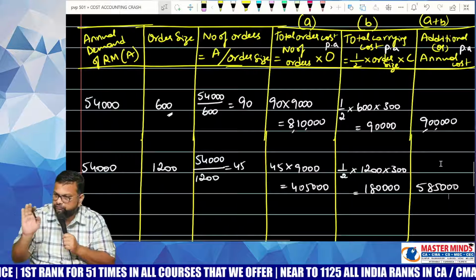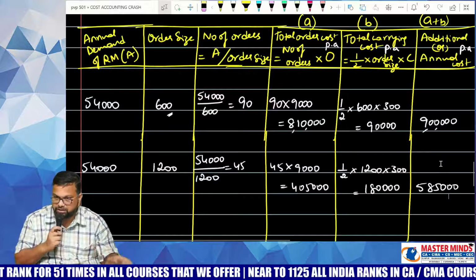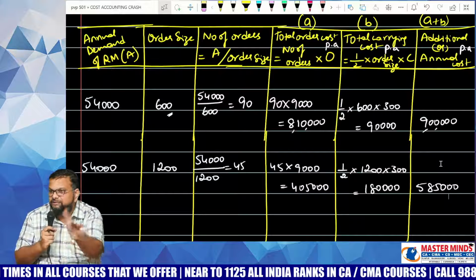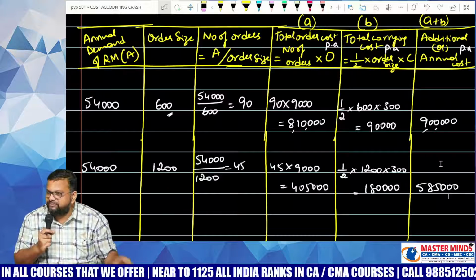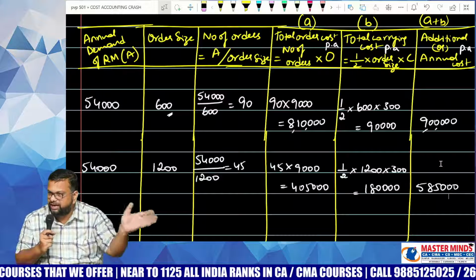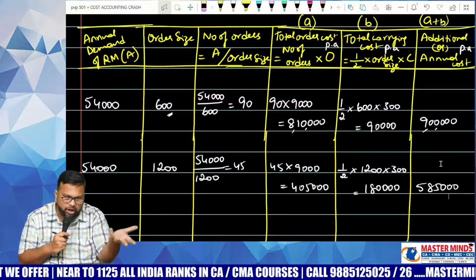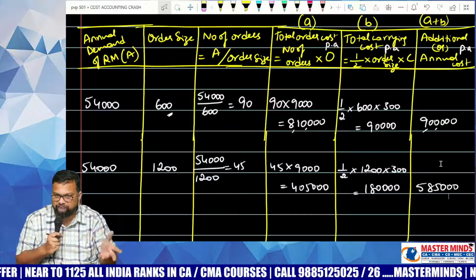I hope you understood why we are using that formula for carrying cost. Basically, in simple language, we have to take the average. Since average consumption is given, we have to take the average. What is average? Lowest plus highest. Lowest will be 0, highest will be 600. 0 plus 600 divided by 2. 600 is nothing but order size. So half into order size.